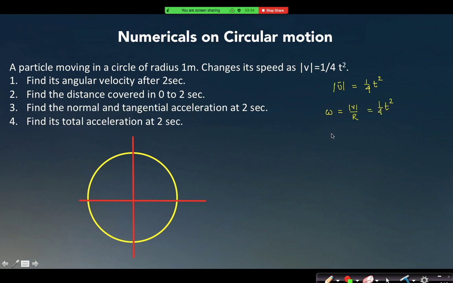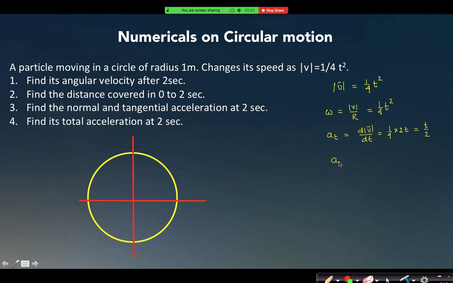Okay. Now what is tangential acceleration? We know that it is d dt of mod v. What is d dt of mod v in this equation? It is 1 by 4 into 2t. It is t by 2, right? So tangential acceleration at any instant t is t by 2.